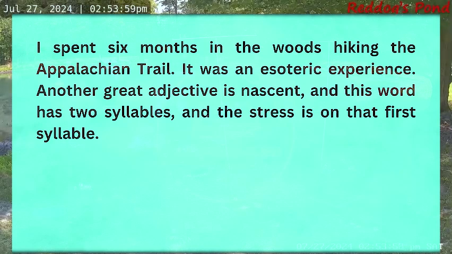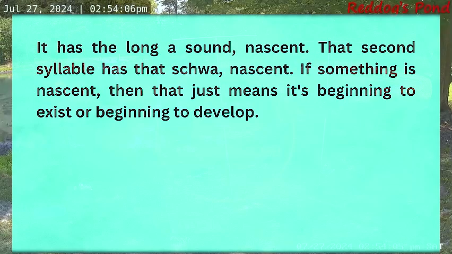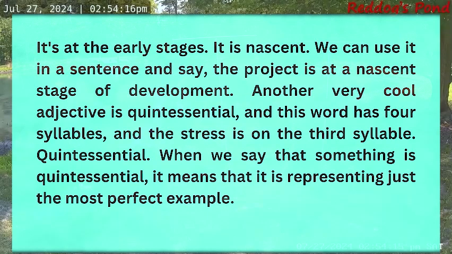Another great adjective is nascent, and this word has 2 syllables, and the stress is on that first syllable. It has the long A sound, nascent. That second syllable has that schwa. If something is nascent, then that just means it's beginning to exist or beginning to develop. It's at the early stages. We can use it in a sentence and say, "The project is at a nascent stage of development."